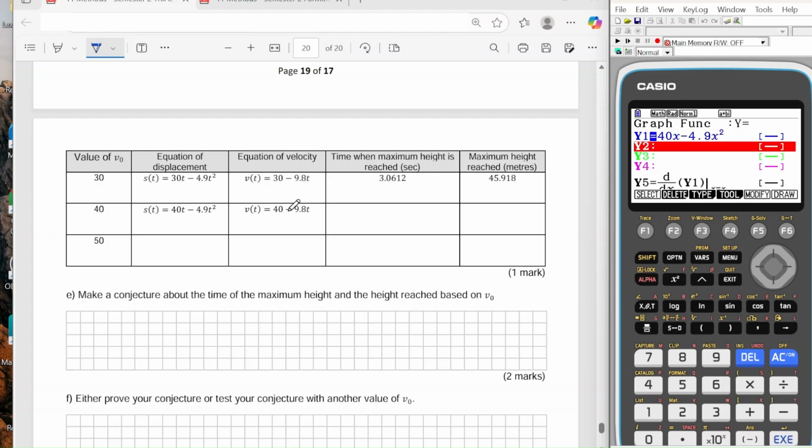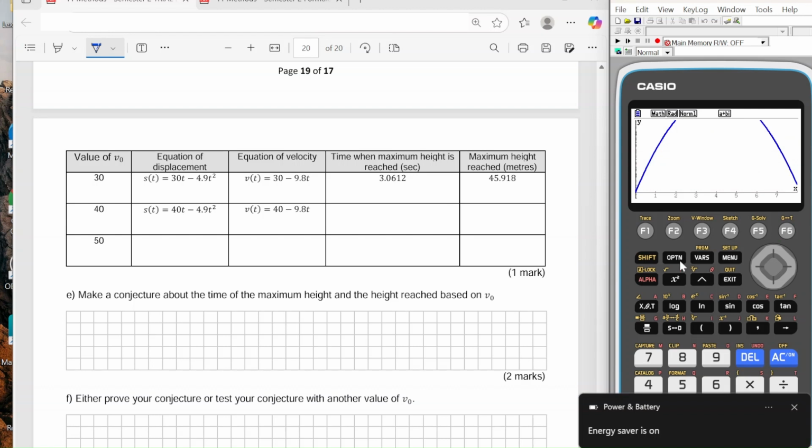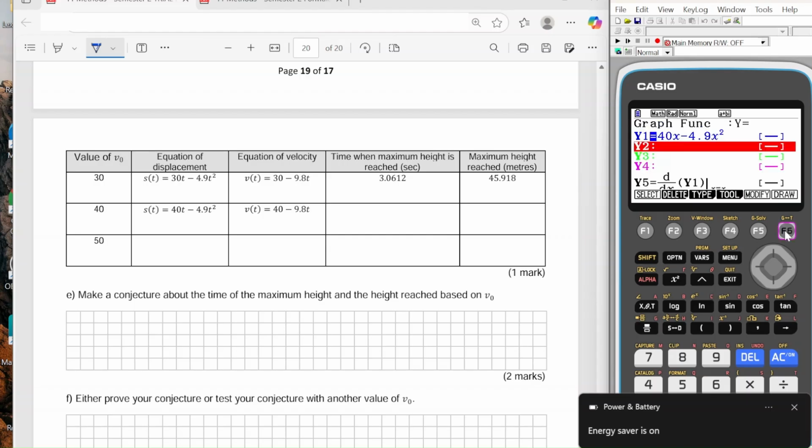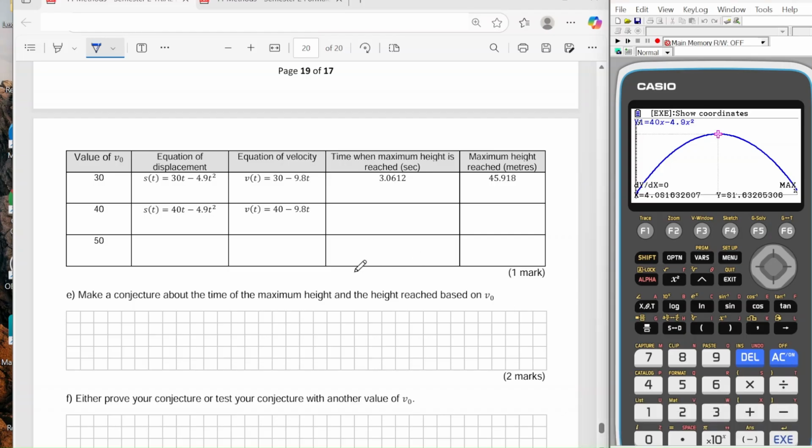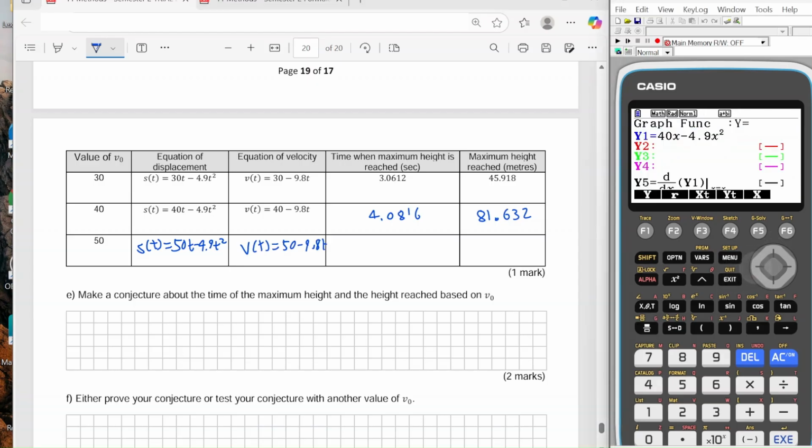By the way, you can just solve velocity equals 0, but I'm just going to do this on the calculator for now. Okay, so G solve max, we got 4.08, 4.0816, and 81.632. And then if we go for 50, so S of t is 50t take 4.9t squared, and the velocity is 50 take 9.8t. And we should get some lovely numbers when we plug in 50.